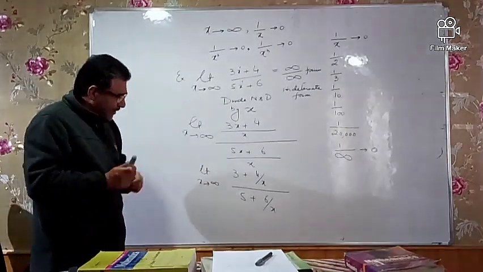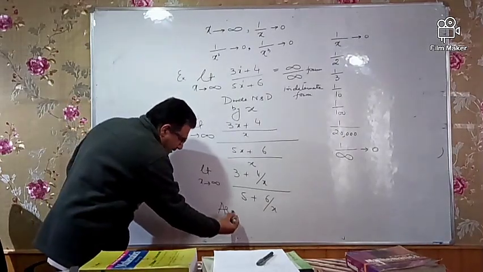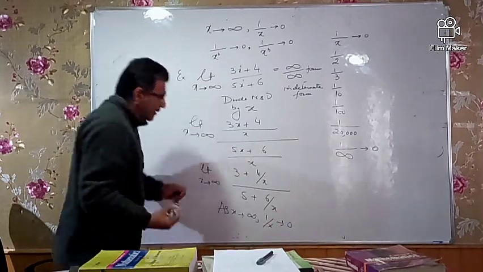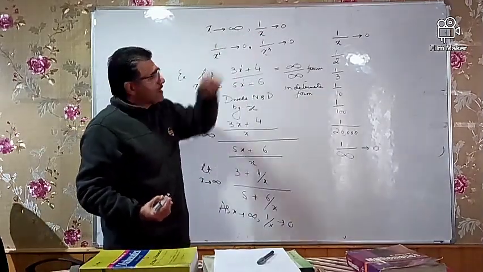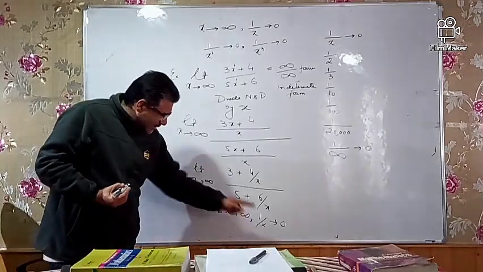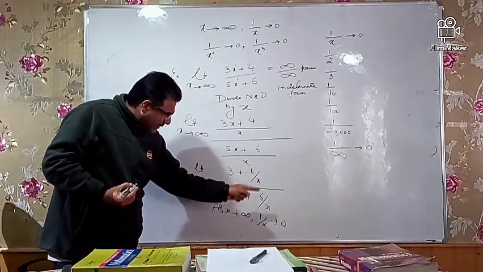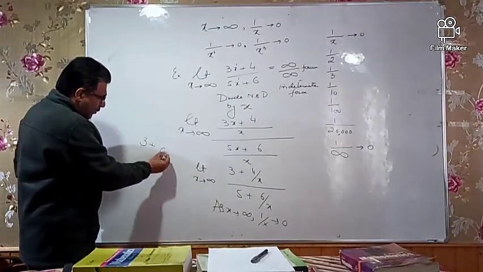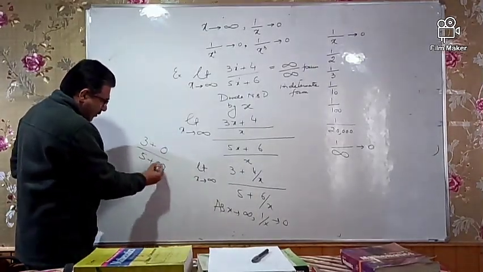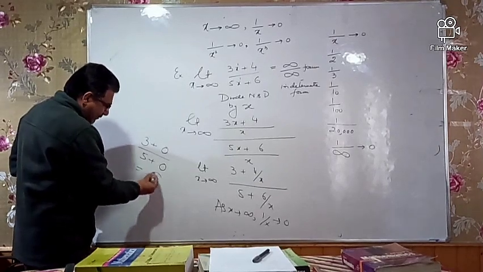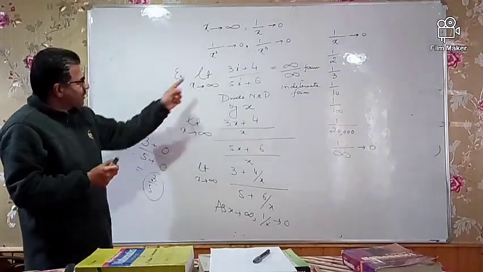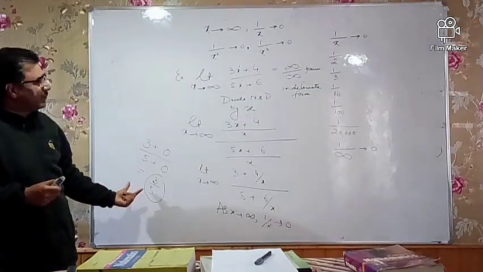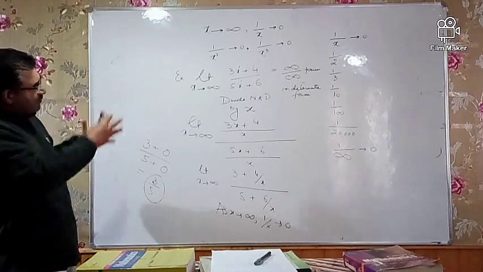Now as x tends to infinity, 1 by x will tend to 0. So 1 by x अगर 0 है, तो this 4 by x will become 0. 6 by x will also become 0. So you will get 3 plus 0 upon 5 plus 0. That is simply 3 divided by 5. So the limit of this function, when x tends to infinity, will be equal to 3 divided by 5. So this is how to solve such types of questions.